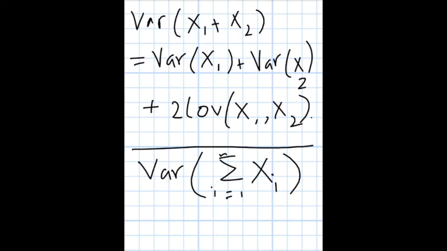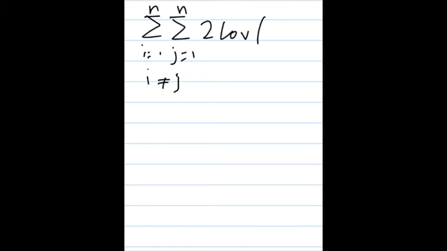So this is first of all the same as, so we sum all the individual variances, plus all the dissimilar terms, so i is equal to 1 to n, j is equal to 1 to n, i not equal to j. Then we have 2 times covariance of xi xj. So this is the result for n random variables.